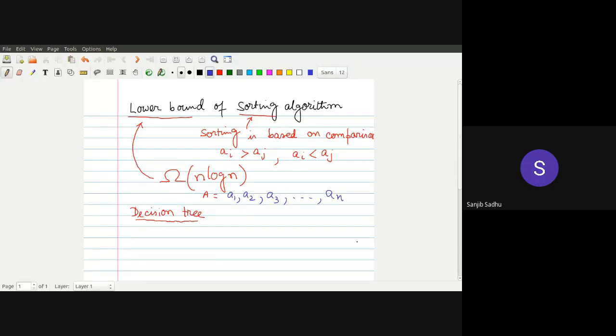So basically in a decision tree, in the internal nodes, we compare two elements, AI and AJ. Means AI may be less than or equal to AJ, or AI may be greater than AJ. These are the two possibilities. I am writing just I less than or equal to J, I have merged these two conditions. So these are in the internal nodes of the tree. Internal nodes contain two items, AI comma AJ, like this.